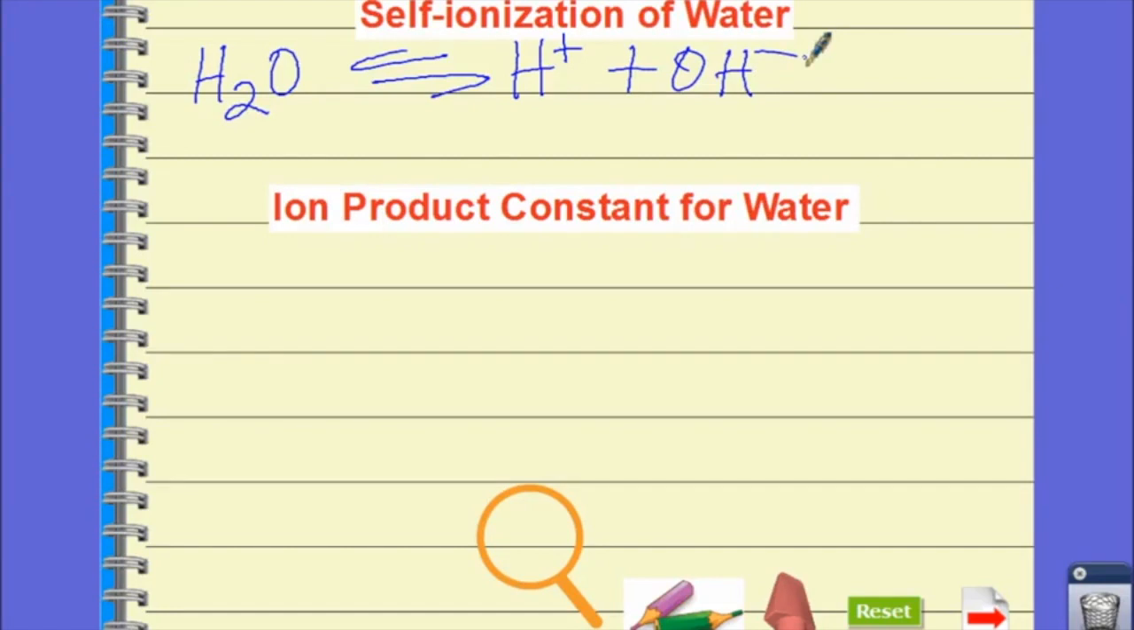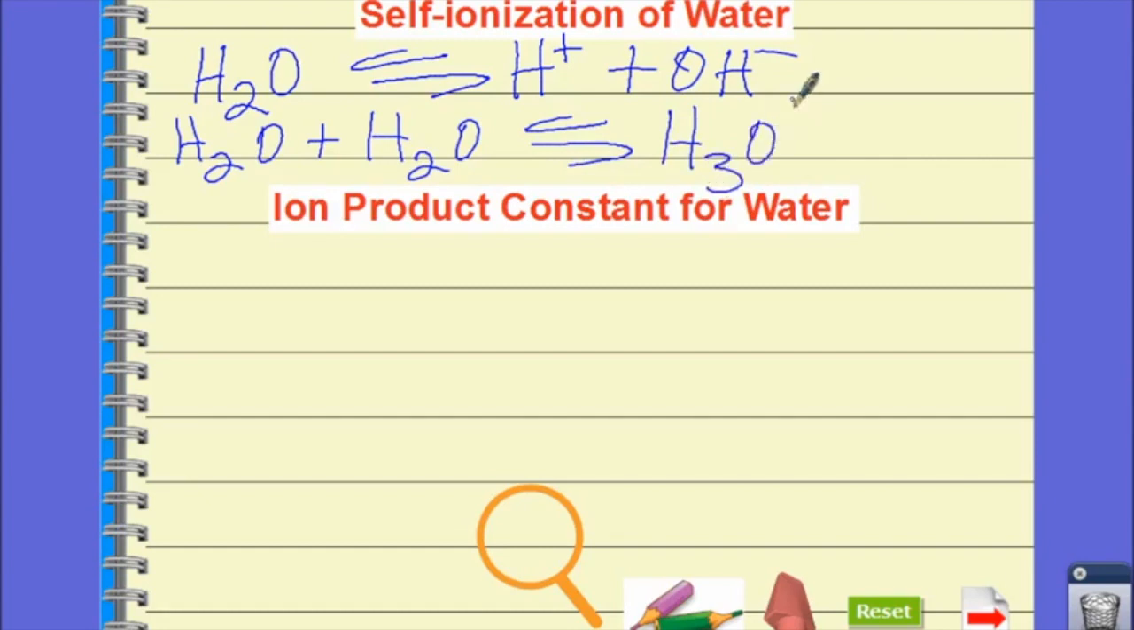Another way you can write it, you can write down water plus water, equilibrium. I don't put one arrow, I put the equilibrium sign because it does not go to completion. Only a little bit will dissociate into or will ionize into hydronium ion and hydroxide ion. Those two equations are the same. They are the same. Okay?